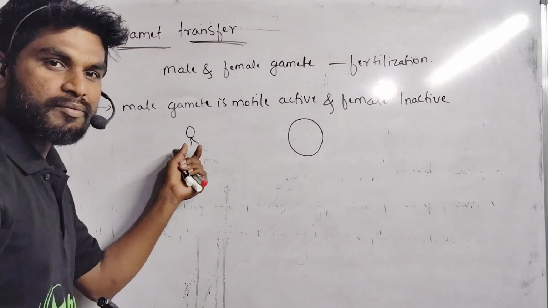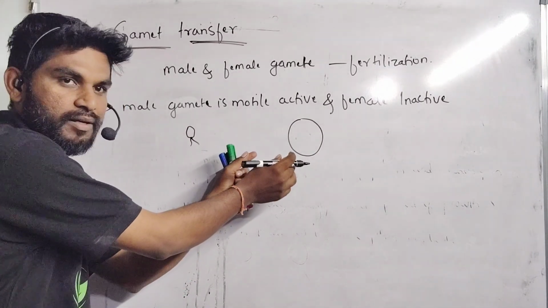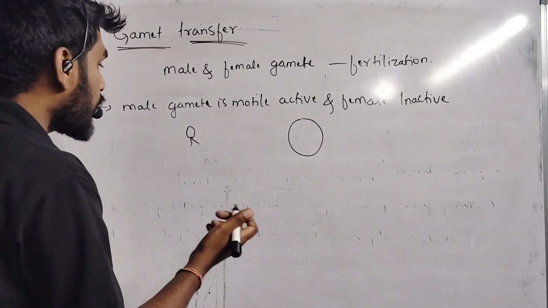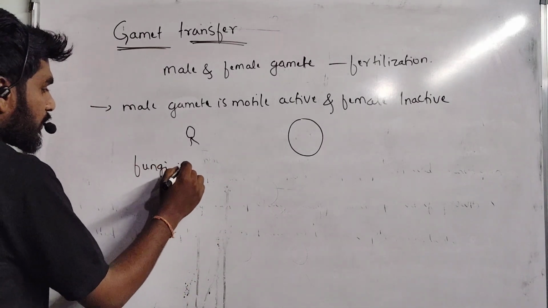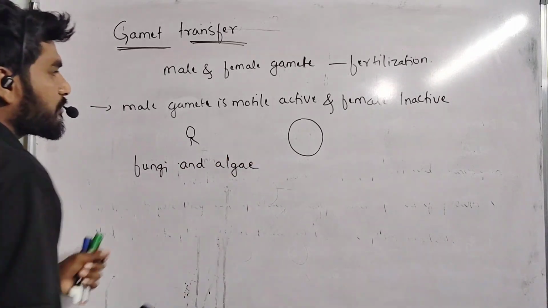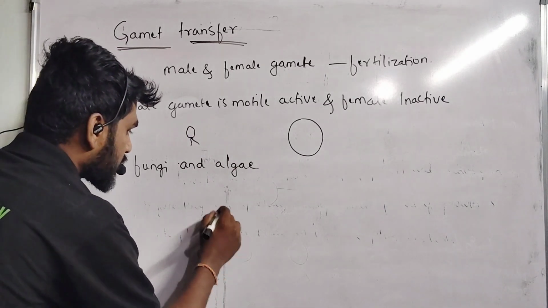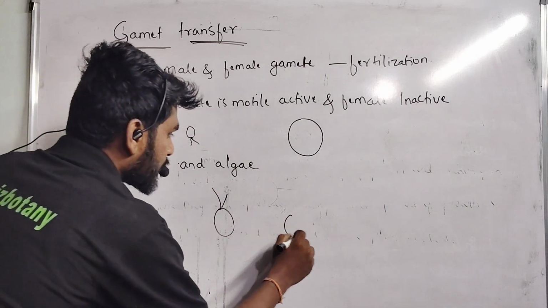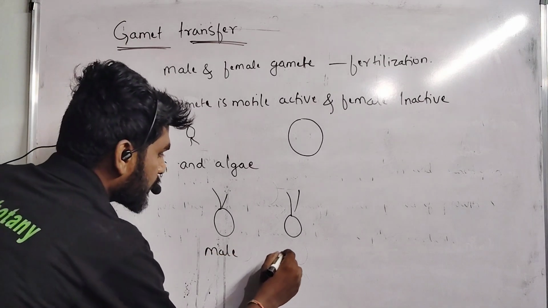Only the male gamete moves from the male sex organs to the female sex organs in some cases. But in lower organisms like fungi and algae, you can see both gametes are similar. Both are motile and active. This type of structure you can see in algae. Both male and female gametes are active.